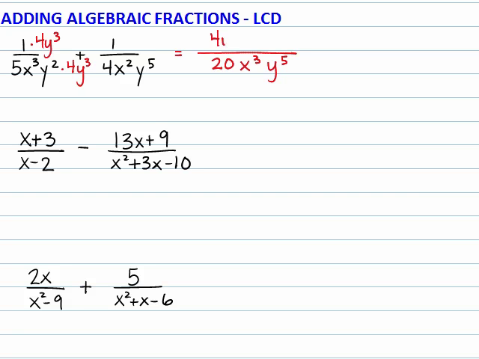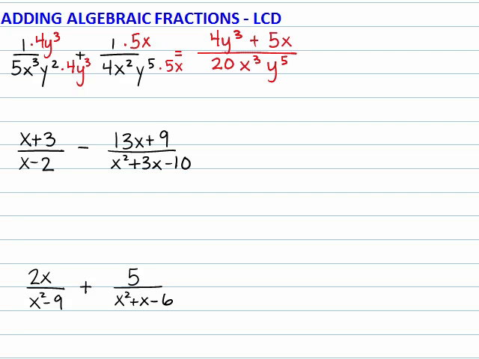The first numerator will be 4y to the third plus, what's missing from the second denominator to become 20x to the third y to the fifth? A 5 and an x. So we are going to multiply the top by 5x. So that will be our answer. The answer is 4y to the third plus 5x over 20x to the third y to the fifth.